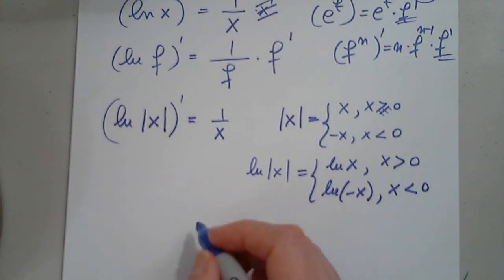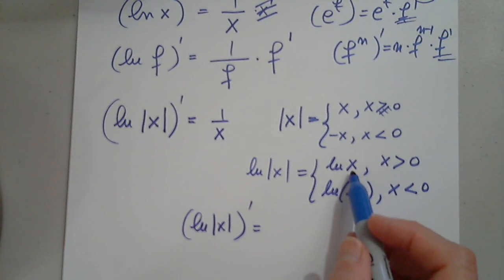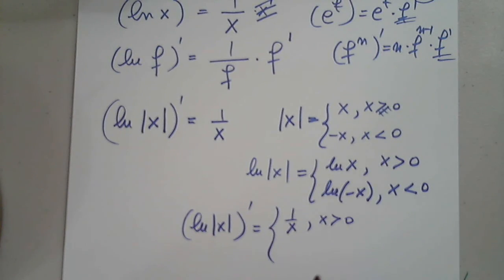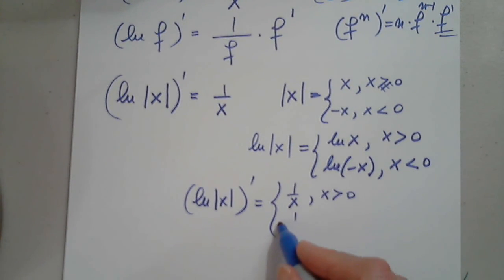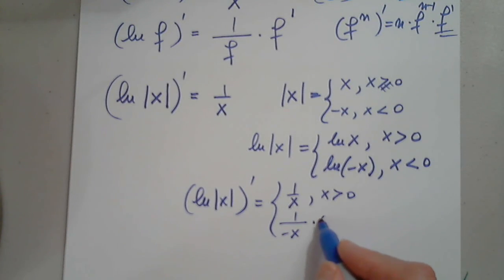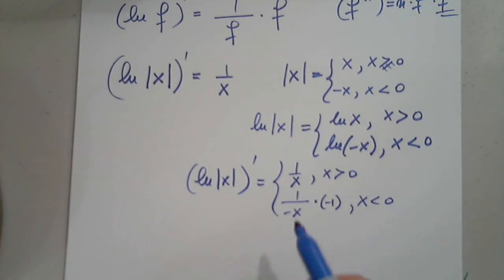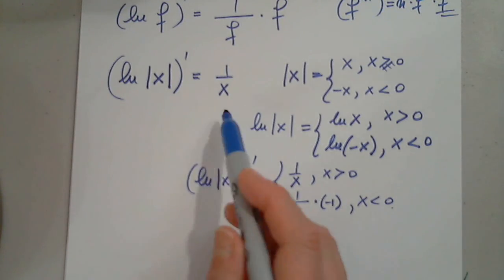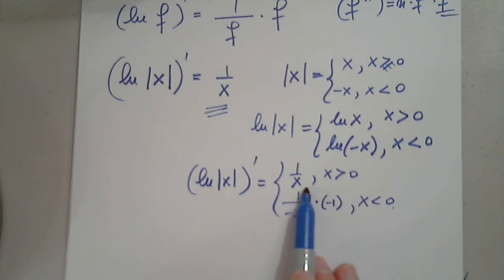So when we differentiate natural log of the absolute value of x, we get 1 over x for x greater than 0. And for x less than 0, this is natural log of a function, so 1 over negative x times the inner function prime, and this will cancel out and we still get 1 over x. So whether it's greater than 0 or less than 0, we still get the same answer, 1 over x.